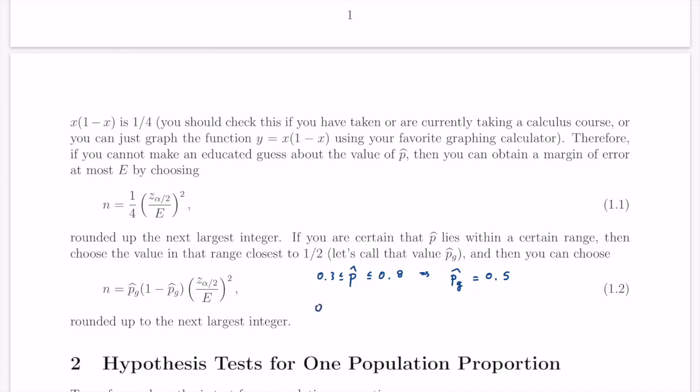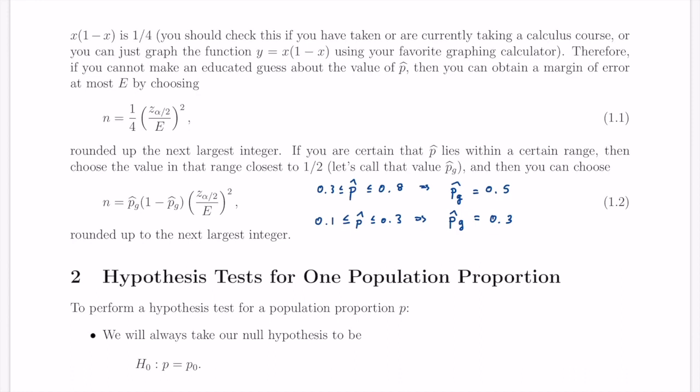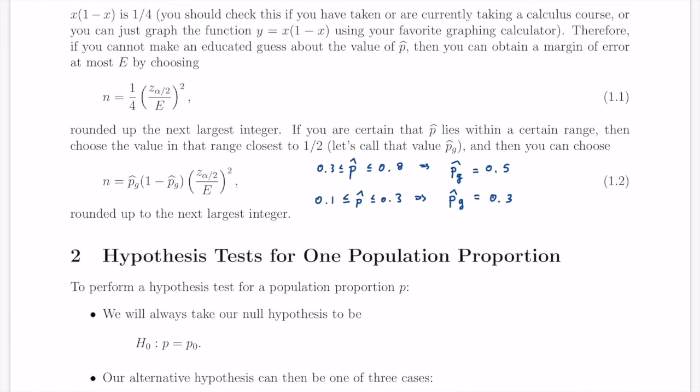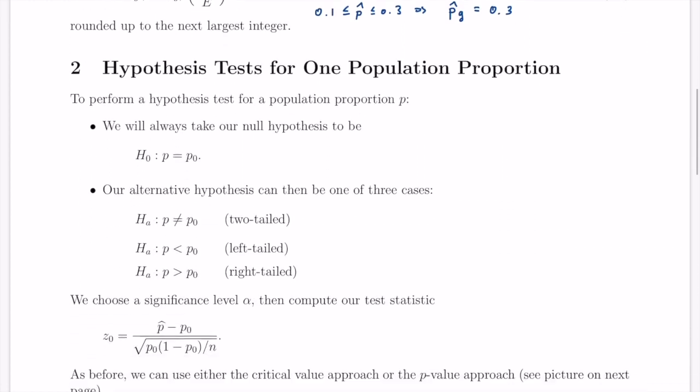If on the other hand we know that our proportion p hat is going to be, say, between 0.1 and 0.3, then we would use as a guess for our proportion the point in this range closest to 0.5. So that would be 0.3. Okay, so that's how we get this guess p hat sub g. That's our guess for the sample population proportion. All right, so that's confidence intervals and sufficient sample size to keep our margin of error small.